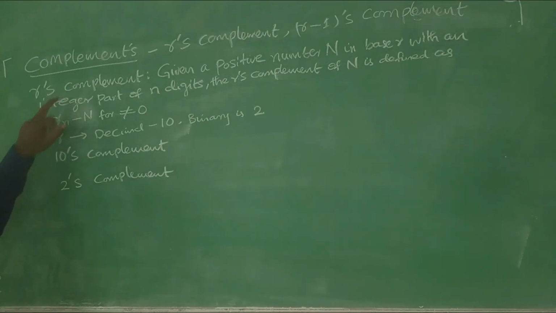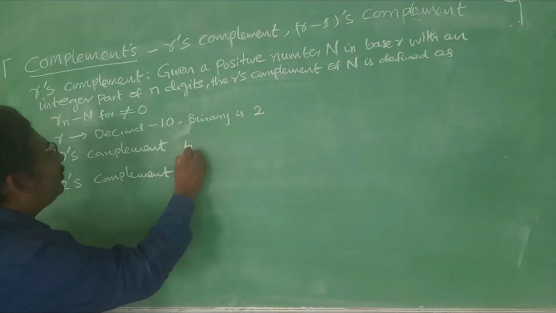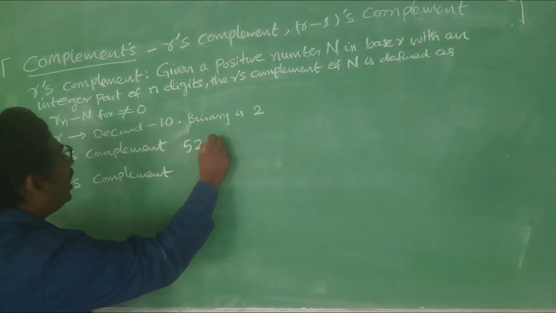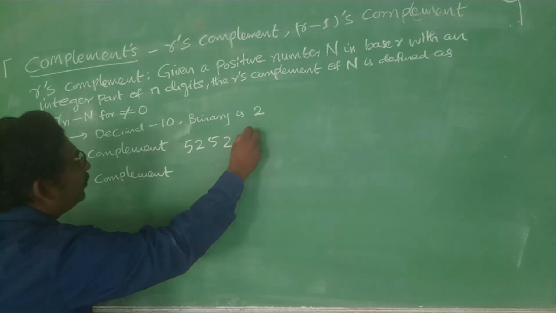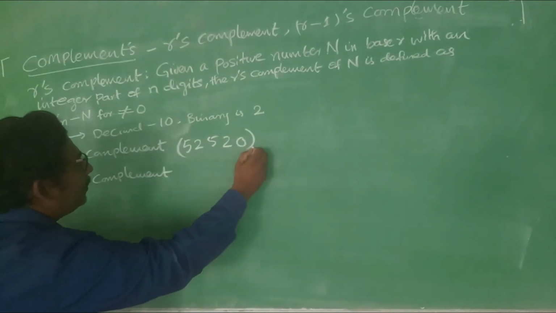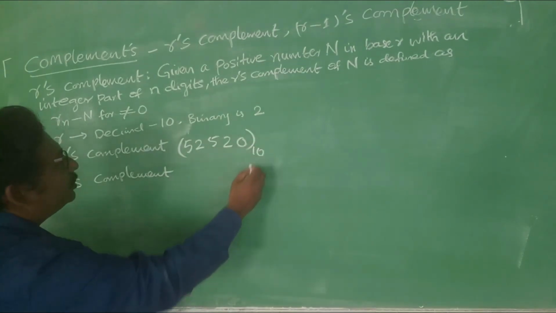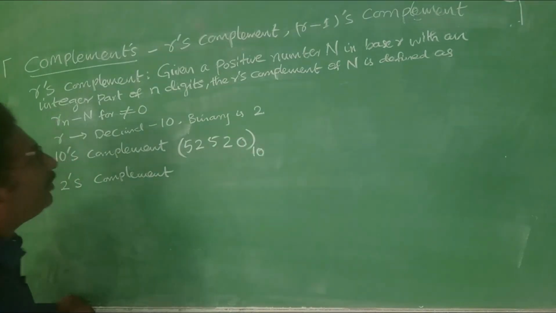R's complement for the decimal number system is 10's complement, and for the binary number system it is 2's complement. Let's take an example, a value 5250 base 10. Since the base is 10, we have to do the 10's complement.